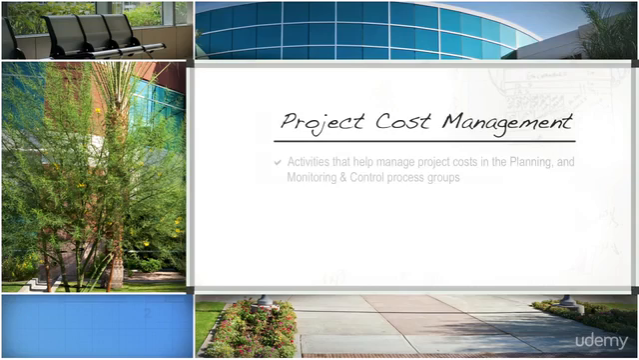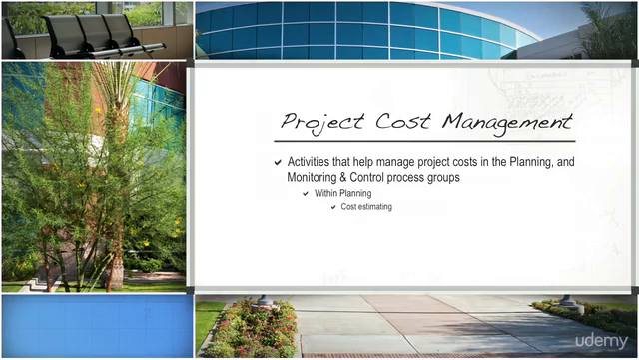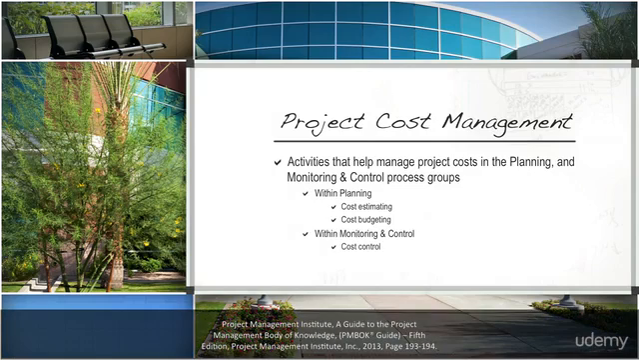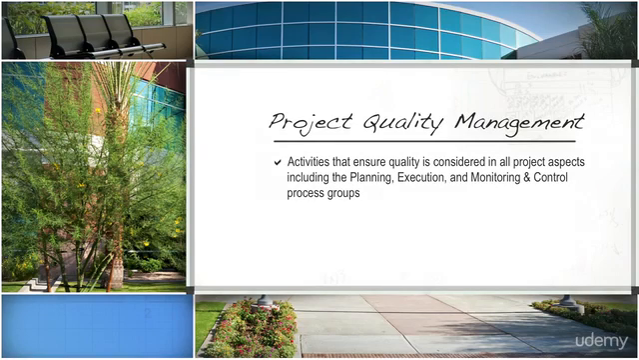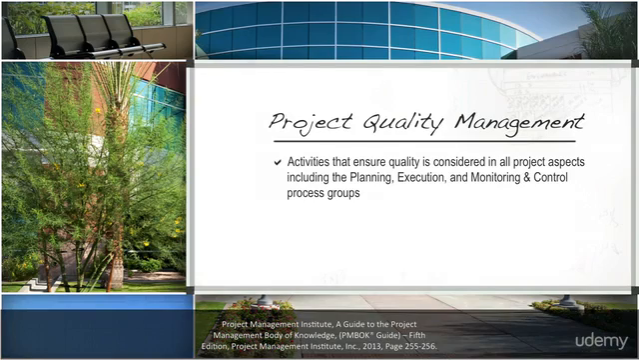Processes that help manage project costs are aligned to the cost knowledge area, where cost estimating and cost budgeting take place within the planning process group, and cost control promotes metrics for analysis within the monitoring and control process group. Now, quality activities are delivered through the quality knowledge area, and they provide support by ensuring quality is taken into consideration for all aspects of project deliverables, from the planning process group through the execution process group and into monitoring and control process groups.